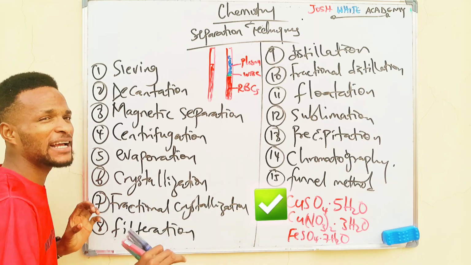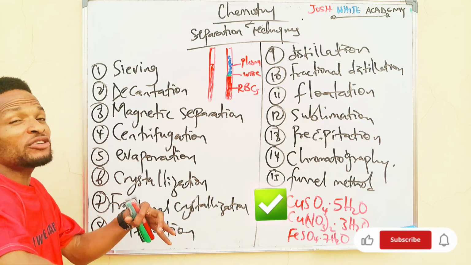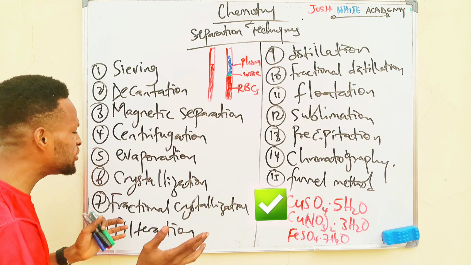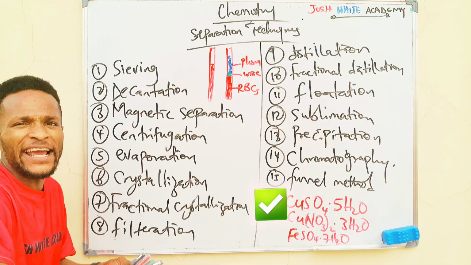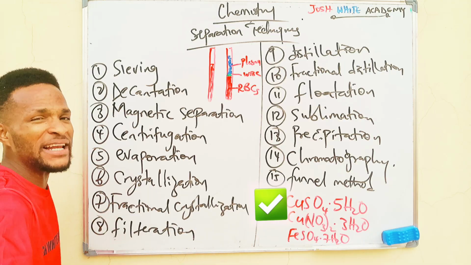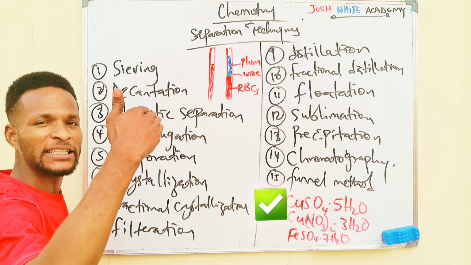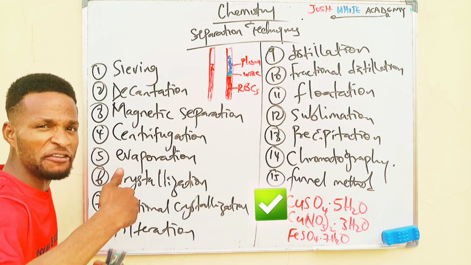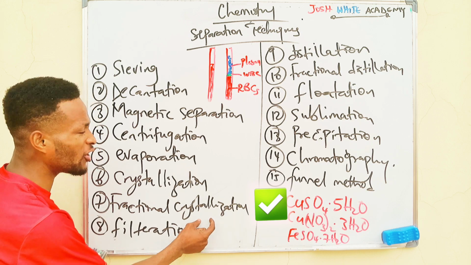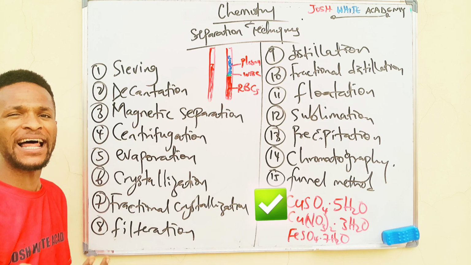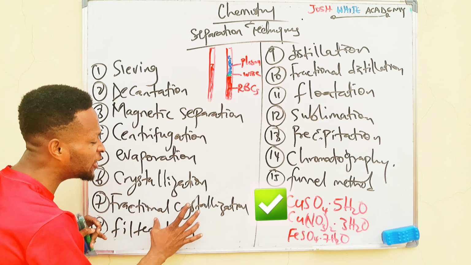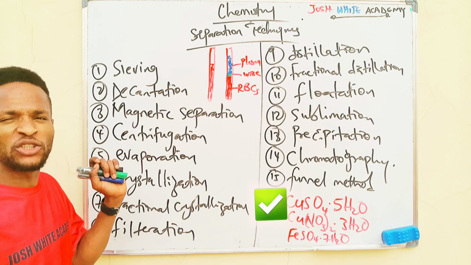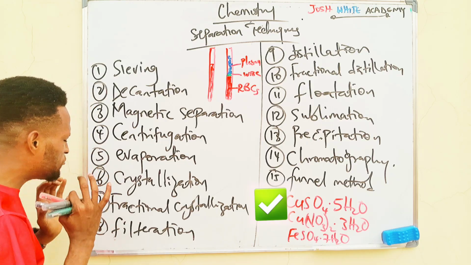Now, fractional crystallization is when there are multiple solids in that solution or mixture. Their solubility differs at different temperatures. So with changes in temperature, different solids in that mixture crystallize out. So fractional crystallization is used where there are multiple solids that easily decompose on heating to dryness. Then we have filtration.